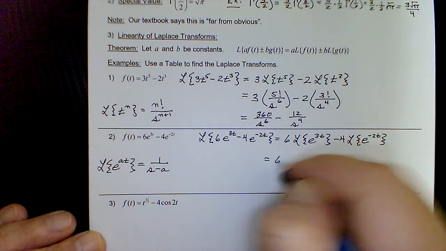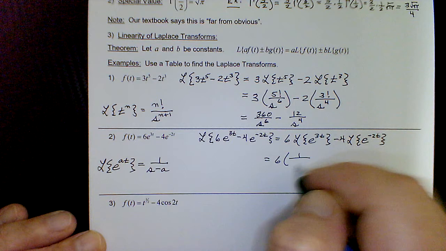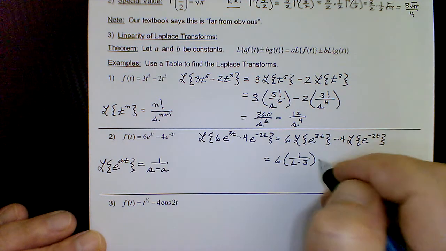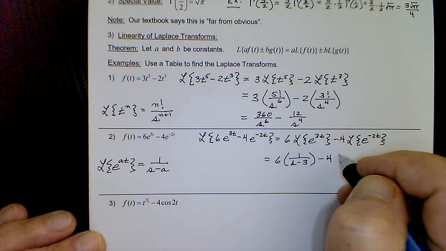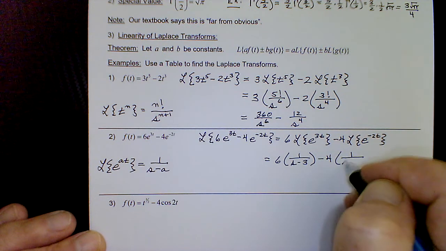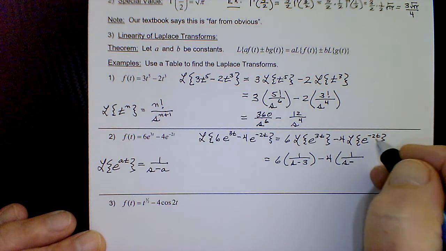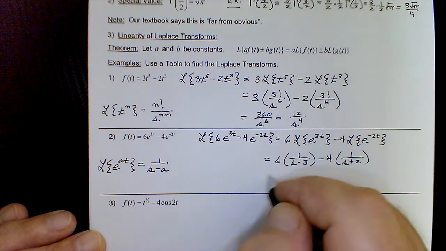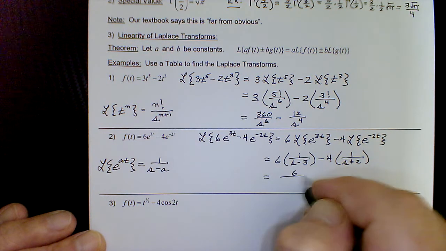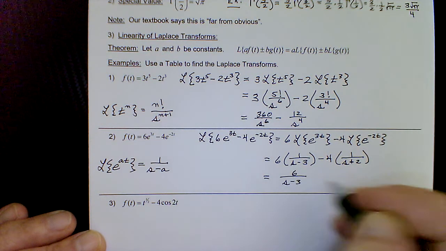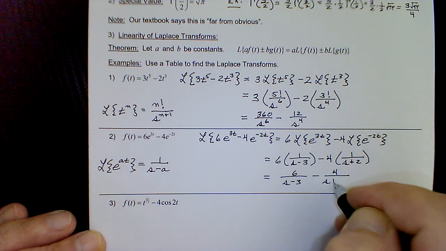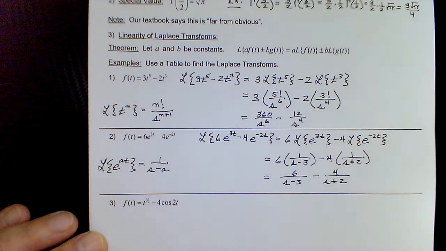So this would be just 6 times 1 over s minus a is 3, and then minus 4 times 1 over s minus a, minus 2, so let's just more efficiently write s plus 2. And so we get 6 over s minus 3 minus 4 over s plus 2.